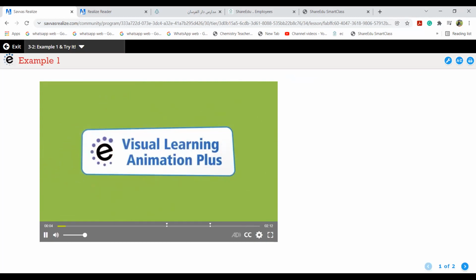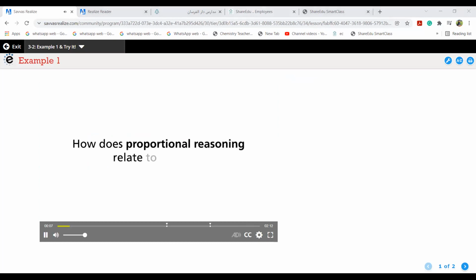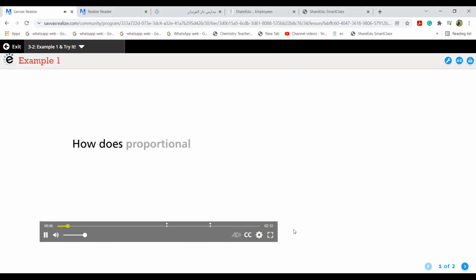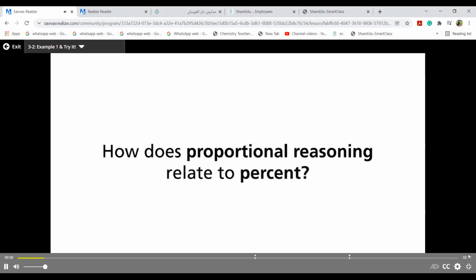How does proportional reasoning relate to percent? Think about this question during the lesson. Watch this first and then we'll start.